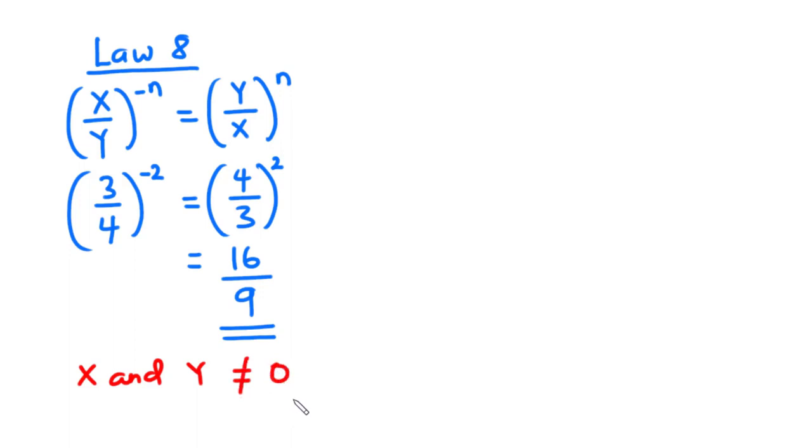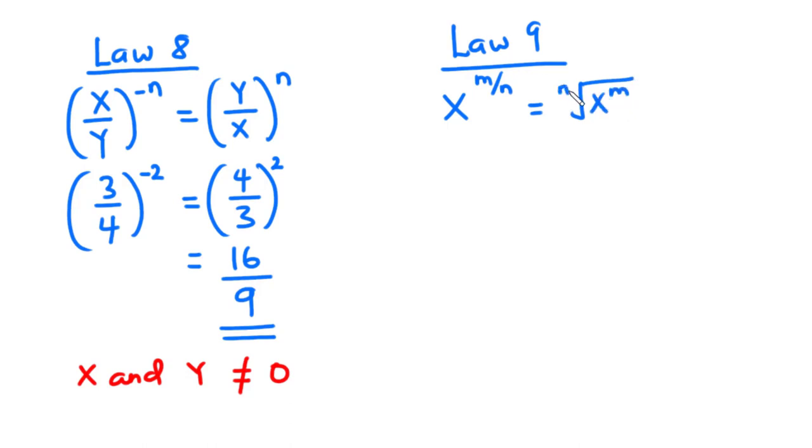Now we are going to conclude this section with law 9. So for law 9, if you have x exponent m divided by n, then that is equal to x exponent m, and then we have n here.